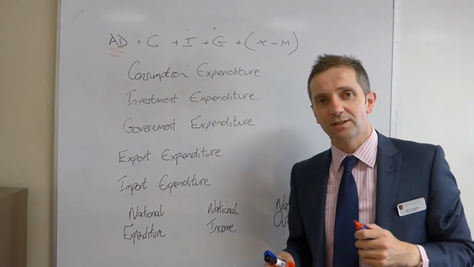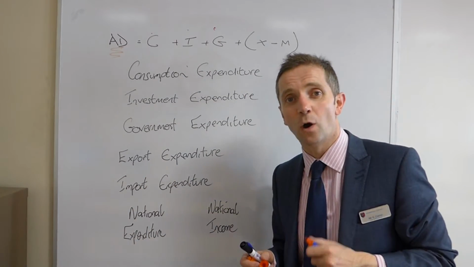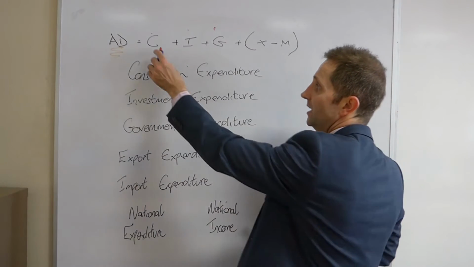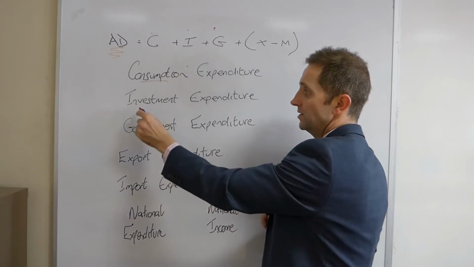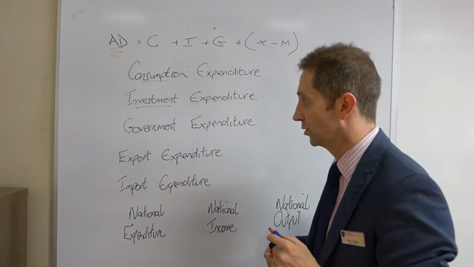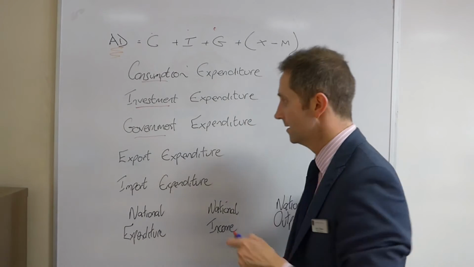So what do these things stand for, ladies and gentlemen? I'm sure that you can make an educated guess at most, if not all of them. So C is consumption expenditure. I is investment expenditure. G is government expenditure.